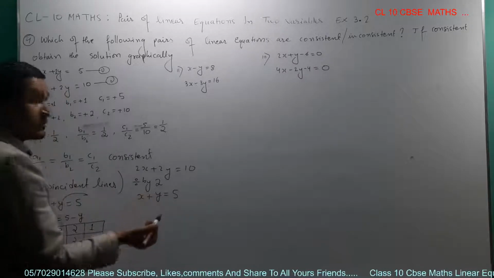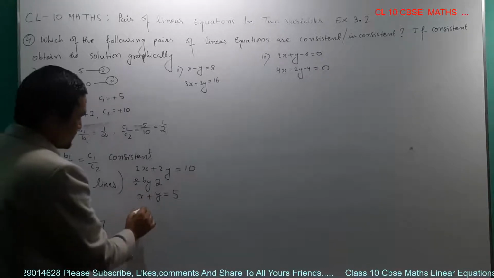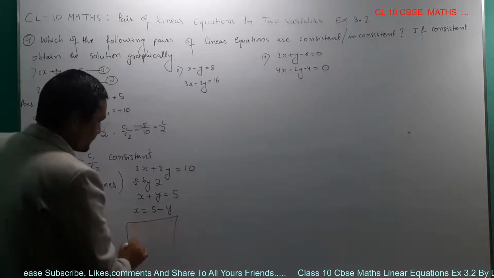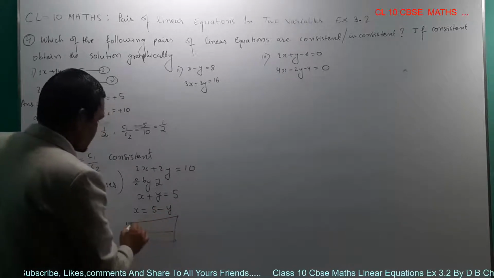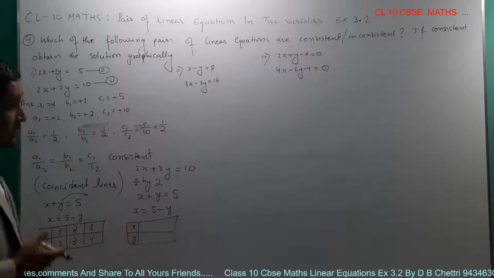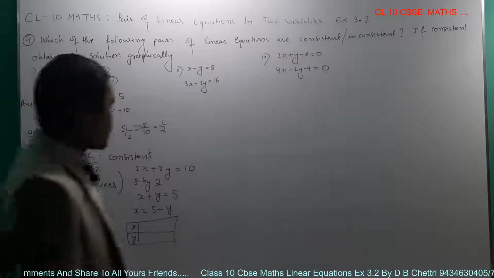Now the table for this one is also the same. x equals 5 minus y. Then draw the table. You can write the same points. If you use other points, you will get the same graph. Now let's draw the graph of this one.